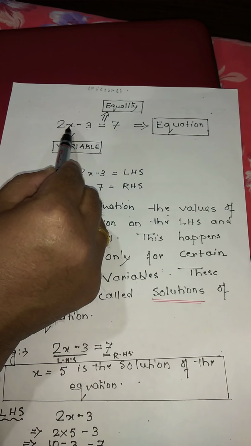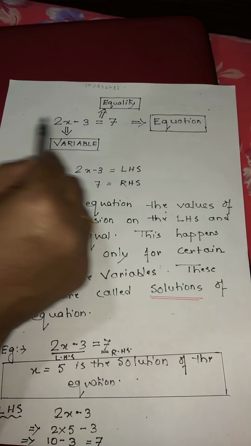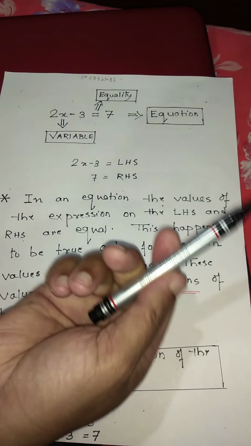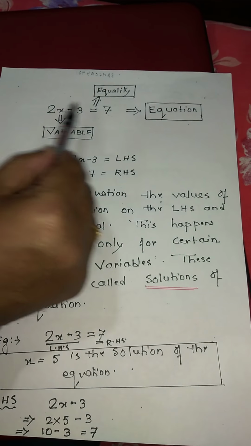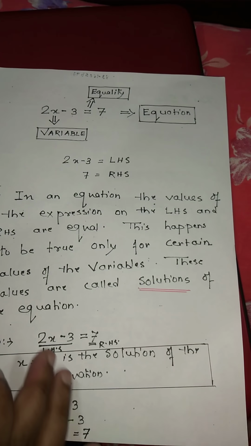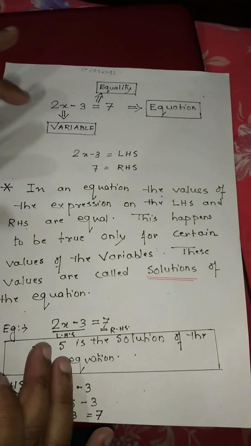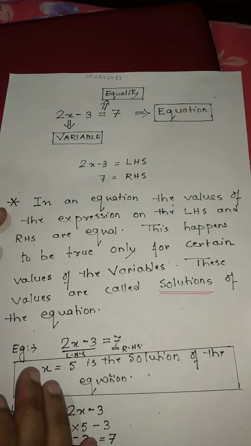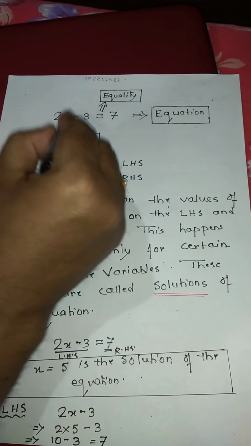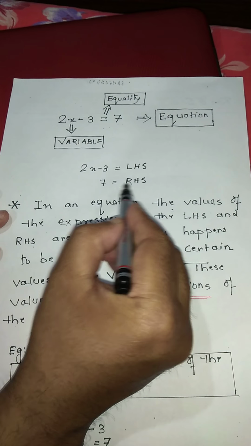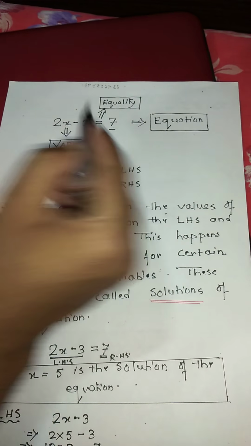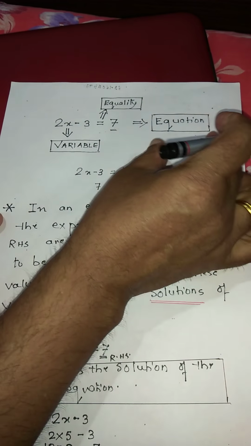Linear, why linear? Because x is carrying highest power as 1. Equation, why? Because it is carrying the equal to sign. And why is it one variable? Because we have only used one variable in the equation. So this entire thing will be considered a linear equation in one variable. Now 2x minus 3 is the left hand side and the number 7 will be considered the right hand side. So in an equation we have LHS as well as RHS.